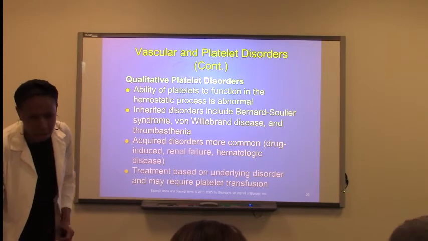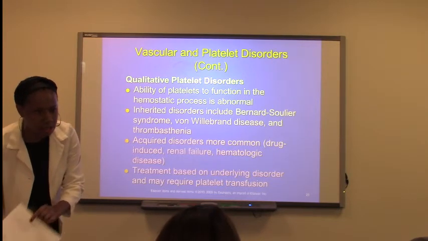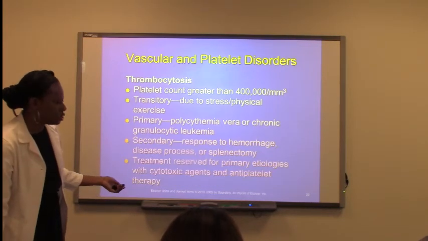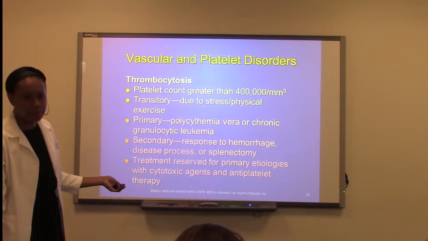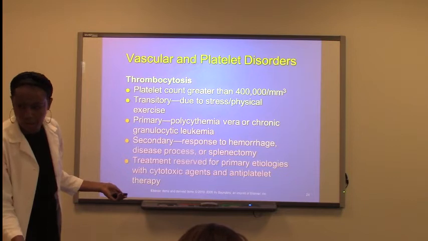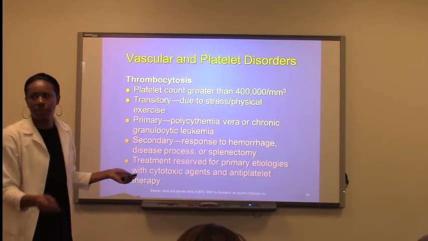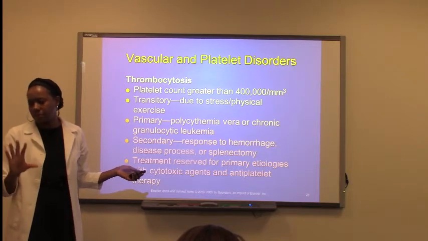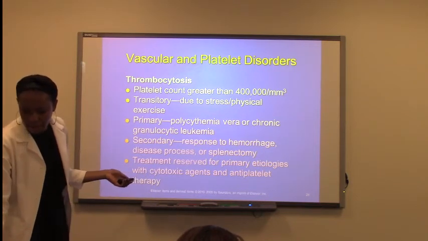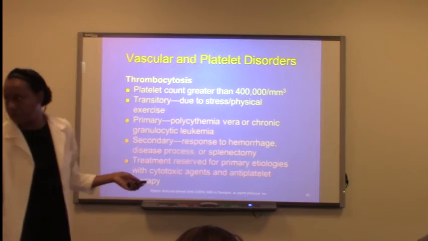Reduce the number of platelets with cytotoxic agents. So cytotoxic agents reduce the number of platelets, and then we also have antiplatelet therapy. Okay. Antiplatelet therapy is going to help decrease the production of platelets, or try to stop the production of platelets. And then the cytotoxic agents will reduce the number of circulating platelets.